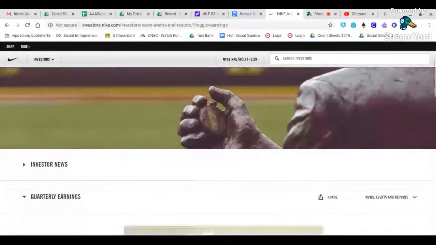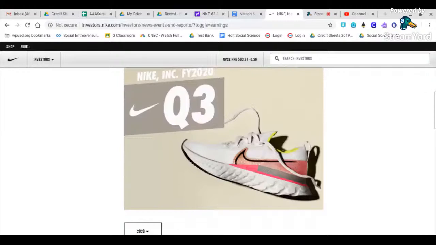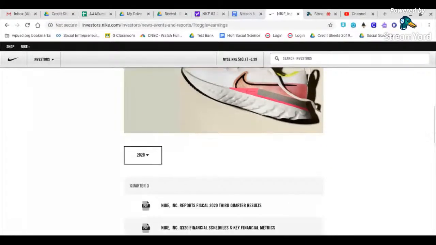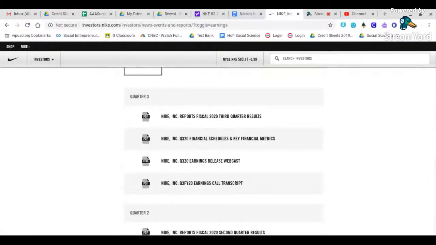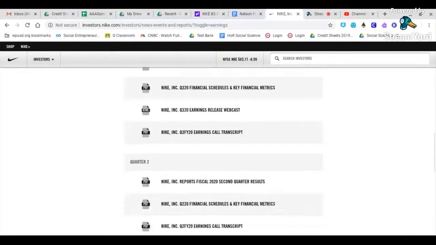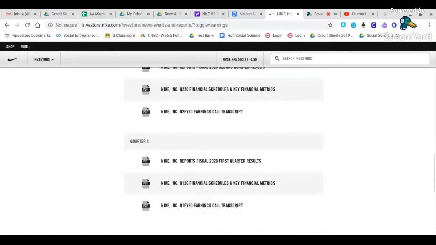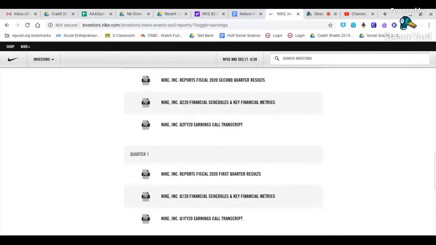So Nike just reported their Q3. Now, this is their most recent one, Q3, Q2. You can see it, Q1 of 2020. We want the most recent one.